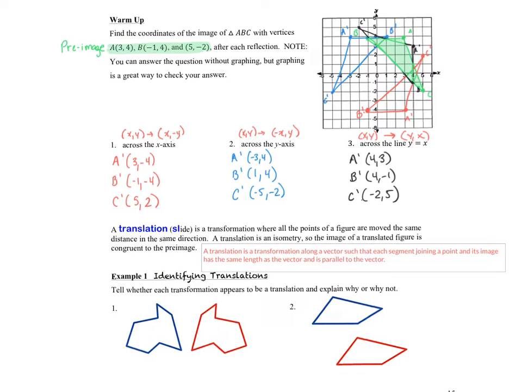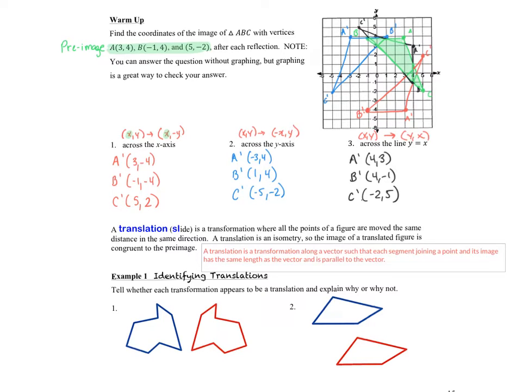So for the warm-up, number 1, if I'm reflecting across the x-axis, I know that the x is going to remain the same. So the x stayed the same, and the y is going to become the opposite sign. So that's what I did to get my coordinates for 1.